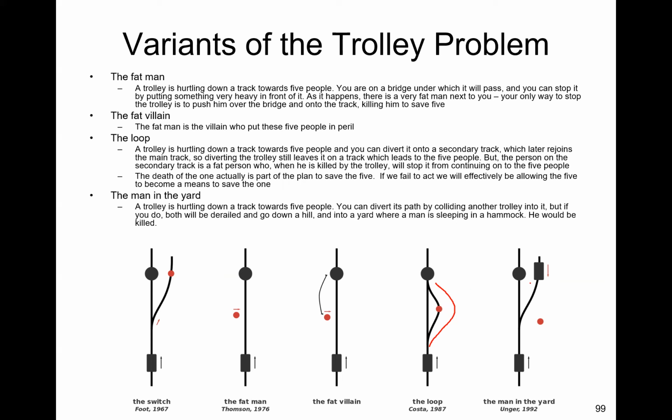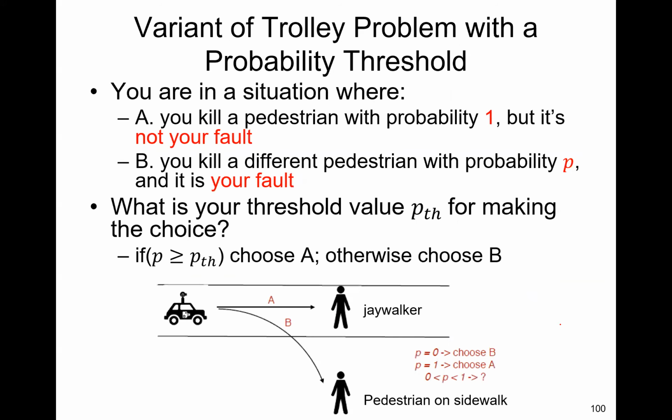And the main yard: you can collide another trolley into it, but if you do, both will be derailed and will go down a hill and into a yard where a man is sleeping on a hammock. And he will be killed. So there are many variants of the problem.